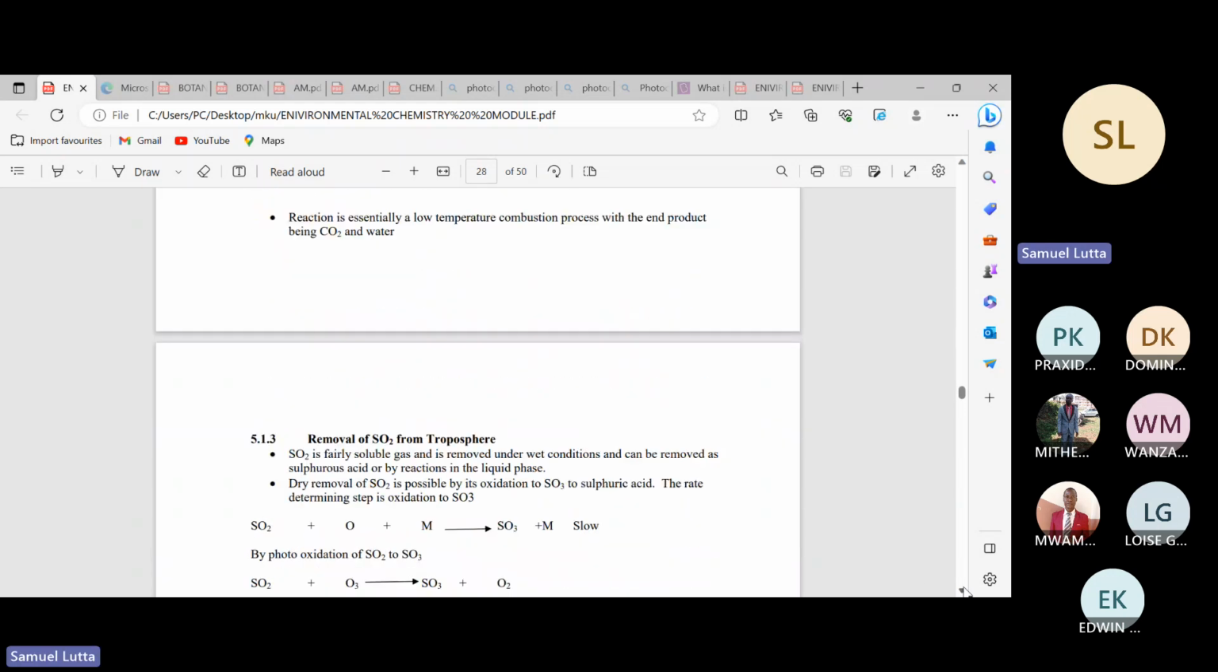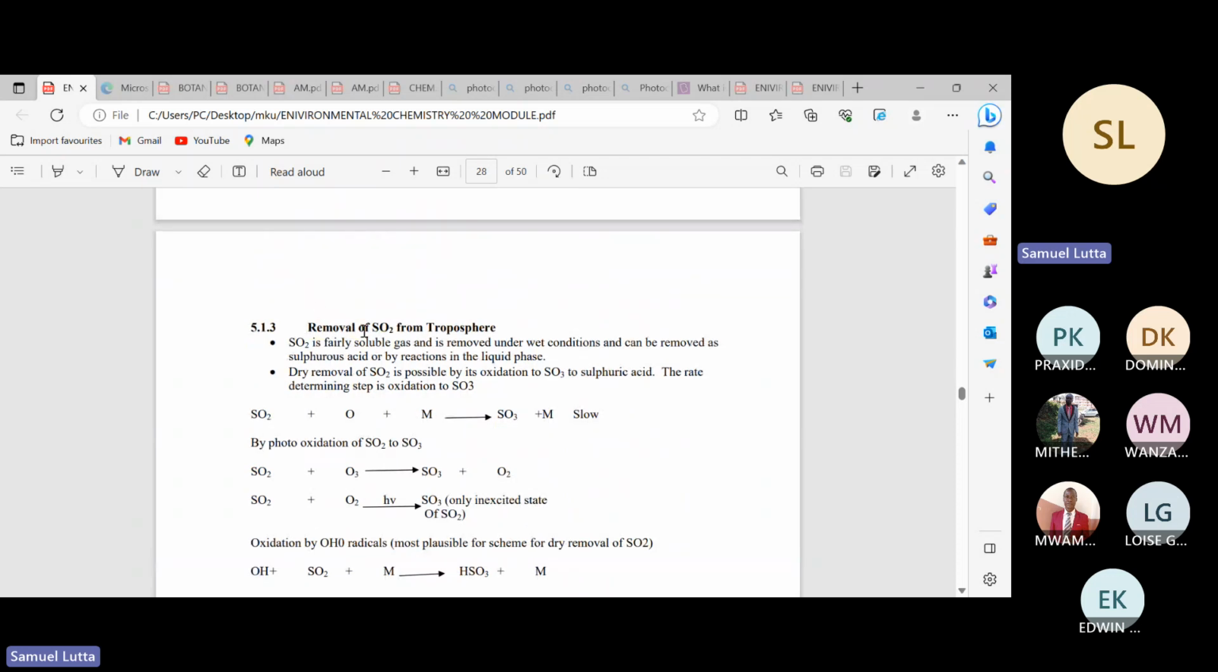So we can also look at the other gas in the atmosphere, which is sulfur dioxide. So how is this one removed from the troposphere? So again, the same process. We know that this one is fairly soluble in water. So under wet conditions, it can react with water to form sulfurous acid, or by reactions in liquid phase. So the dry sulfur dioxide can also undergo oxidation, and the reaction is given here.